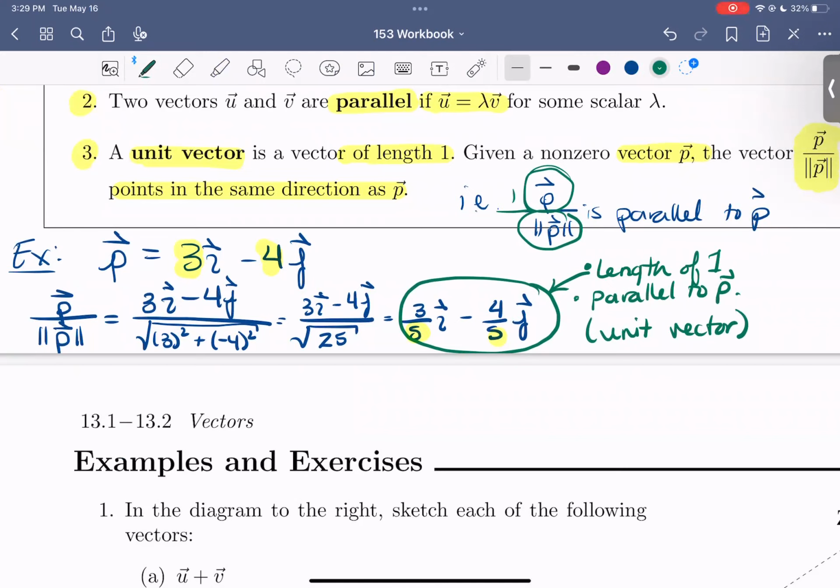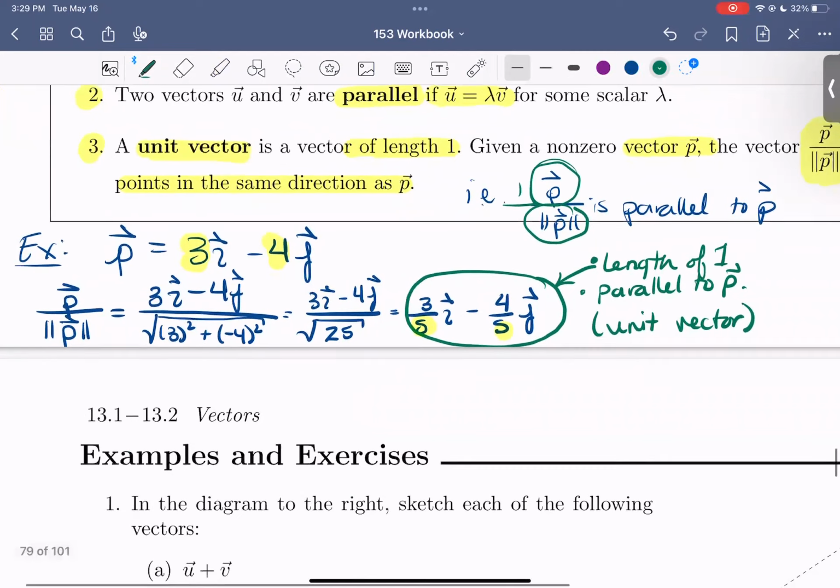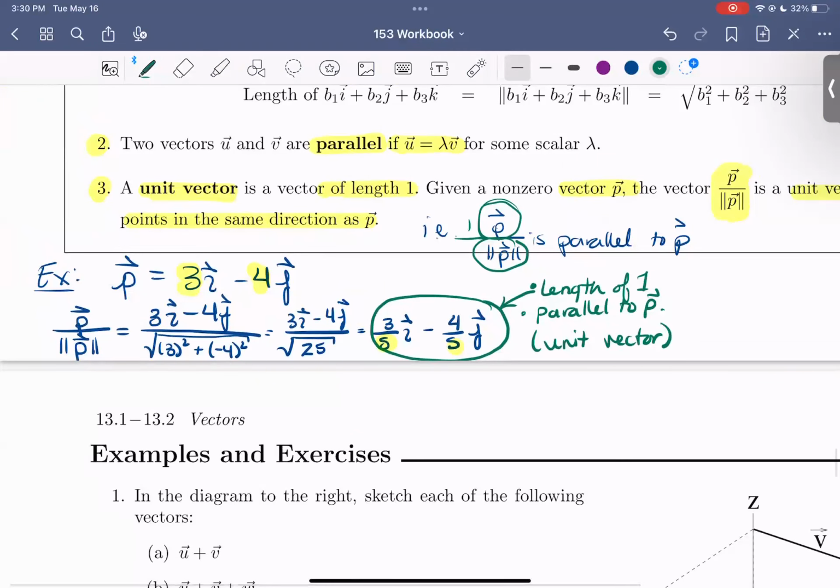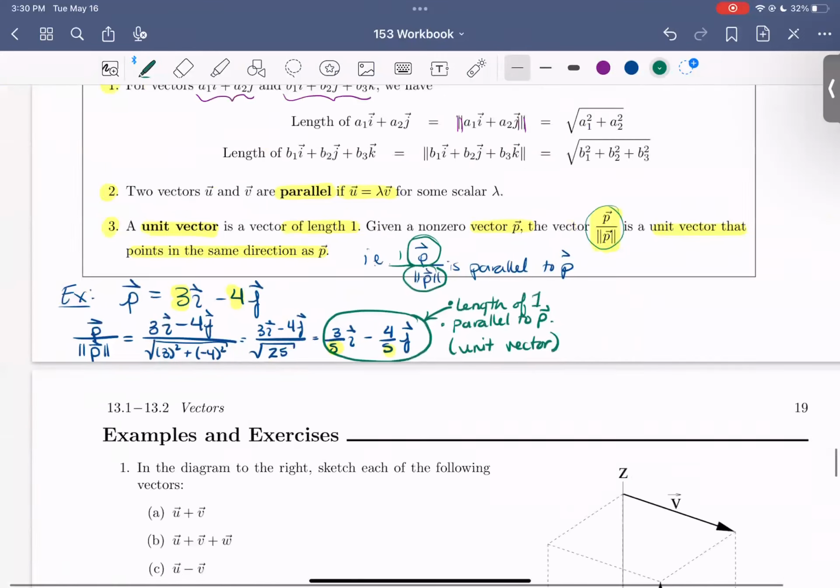And so in general, that's our approach. If we want to create a unit vector that's parallel to our given vector, we divide by that vector's norm. Awesome.